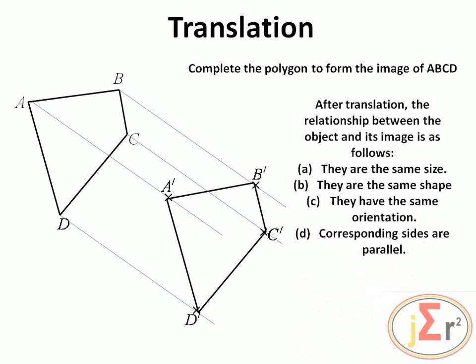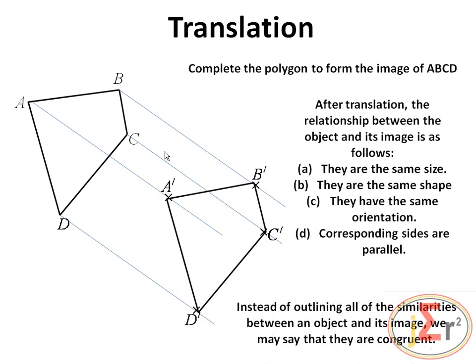After translation, the relationship between the object and its image is as follows. So 1, they are the same size, they are the same shape, they have the same orientation, and corresponding sides are parallel. Notice this AB line that goes there seems to be going in the same direction as A prime, B prime. And look at BC, and notice that the corresponding sides are parallel. Notice this and this, right? So corresponding sides are parallel.